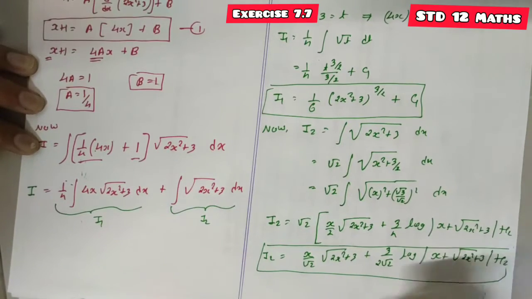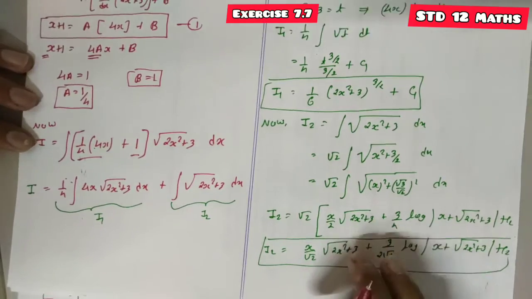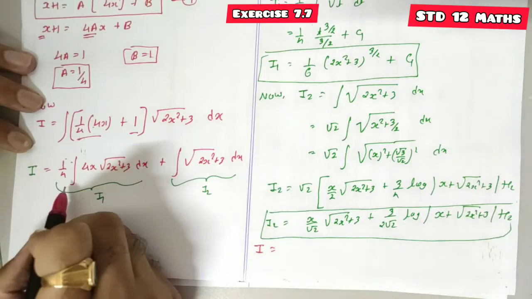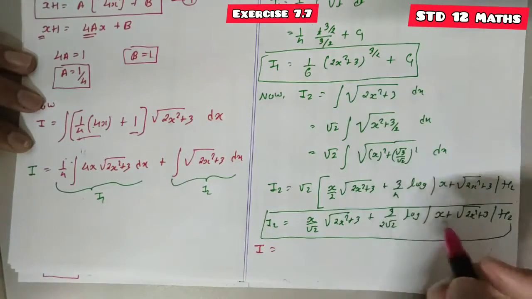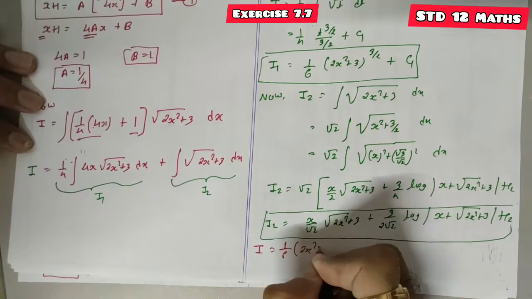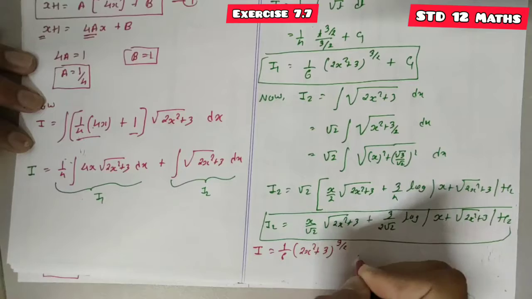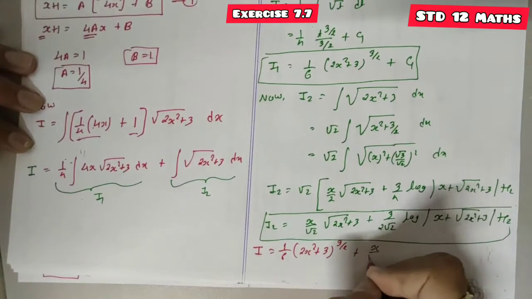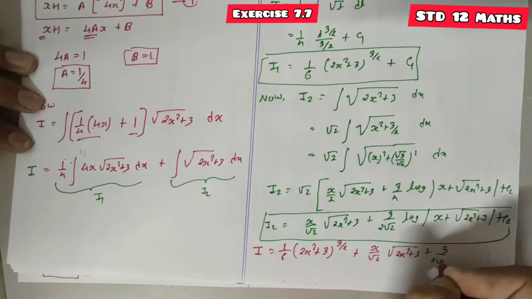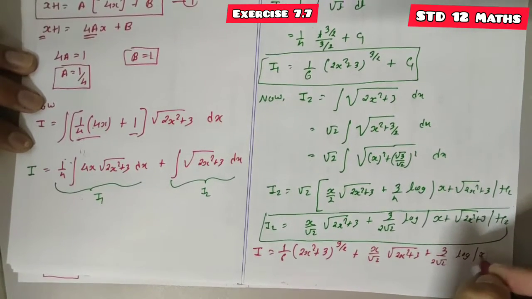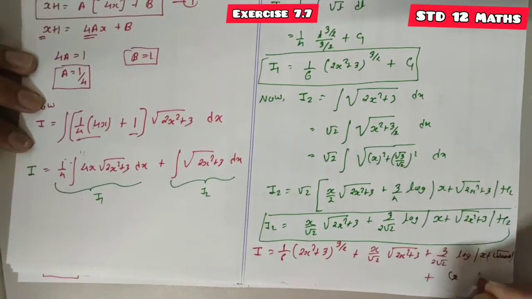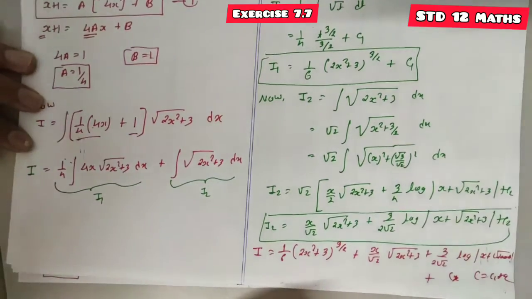And last, you have to write your final answer as I. So what is our I? I will be I1 plus I2. You have to write the addition of both. That is your final answer. 1/6 (2x square plus 3) raised to 3/2 plus x upon root 2 square root of 2x square plus 3 plus 3 upon 2 root 2 log mod x plus square root of 2x square plus 3 plus c1 plus c2 as c, where c equal to c1 plus c2 is your final answer.